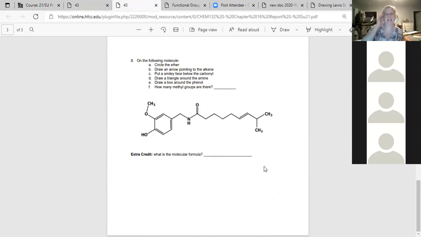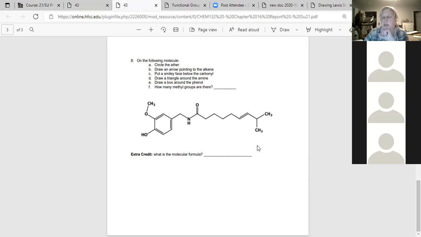Okay, all right. So you're not being really asked to name it. You don't have to. There's extra credit if you give the molecular formula. I'd love it if you could point out functional groups you've seen. Of course I'm being silly saying circle the ether, draw an arrow pointing to the alkene, put a smiley face under the carbonyl. I do this kind of stuff, okay? What would the molecular formula be? I'm only looking for carbons, hydrogens, nitrogens, oxygens, and how many of them.